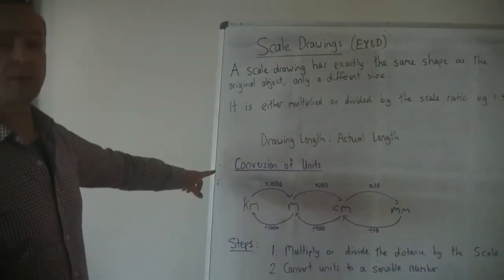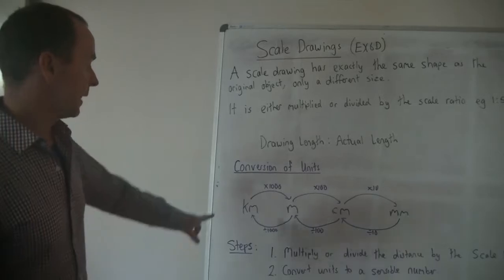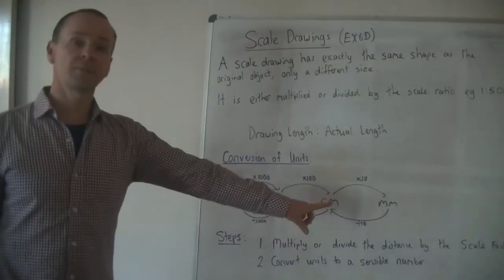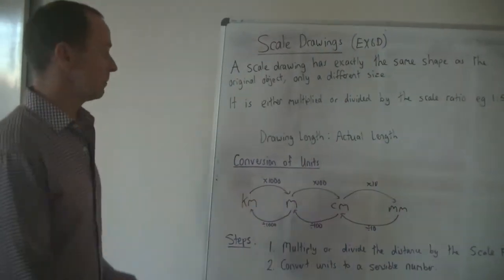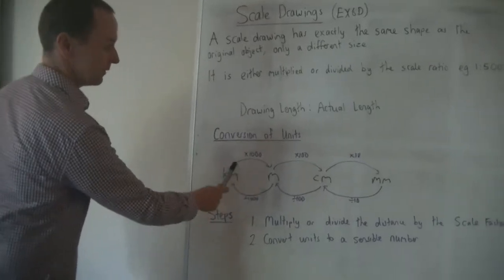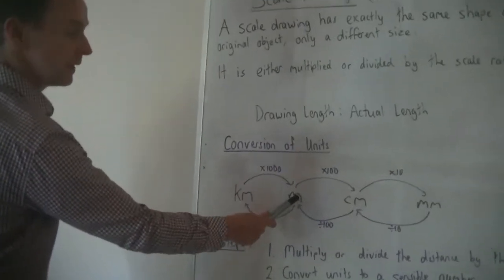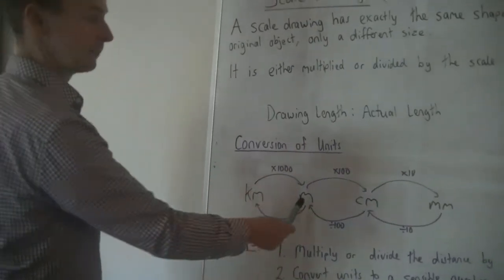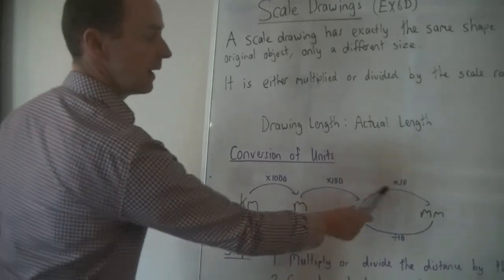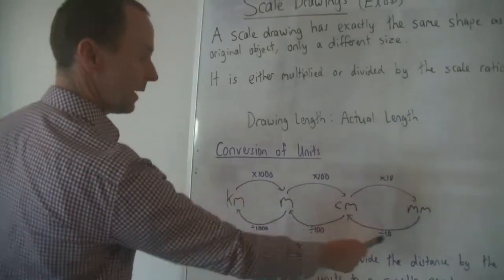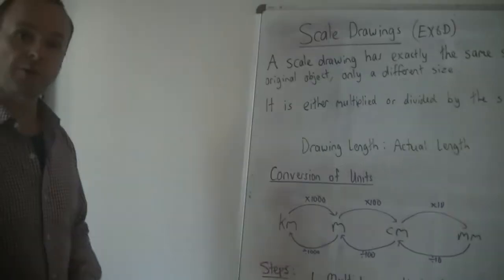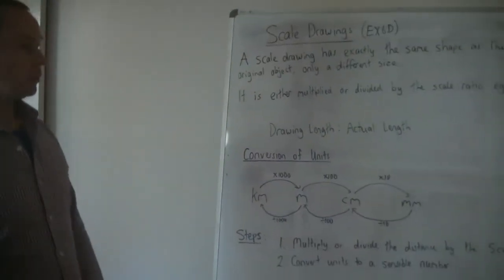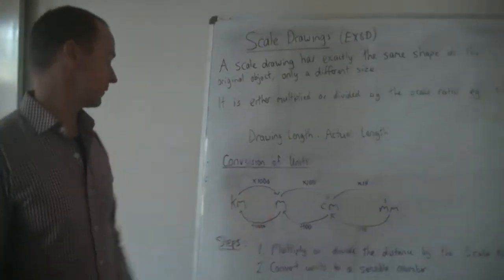One thing you need to know from Year 7 is conversion of units. Kilometres to metres to centimetres to millimetres. This is vital. You must know. For kilometres to metres, you times it by 1,000, because there's 1,000 metres in a kilometre. 100 centimetres in a metre, and 10 millimetres in a centimetre, and in reverse, you divide by those amounts. We'll do that in every question. You'll need to know this.